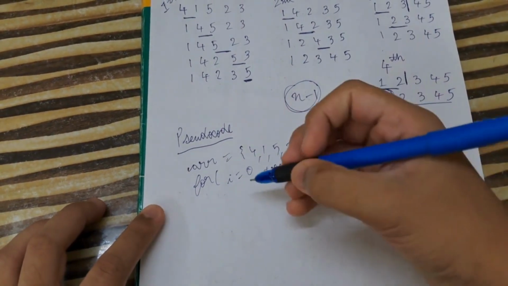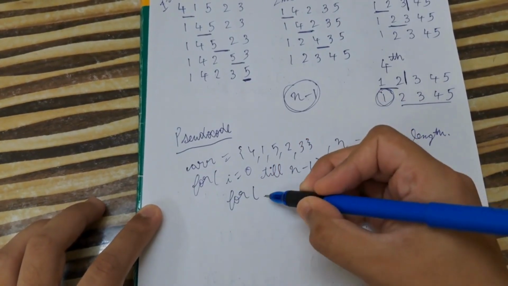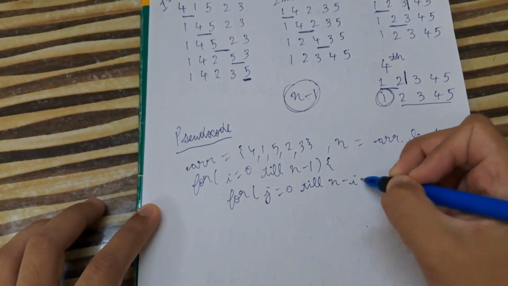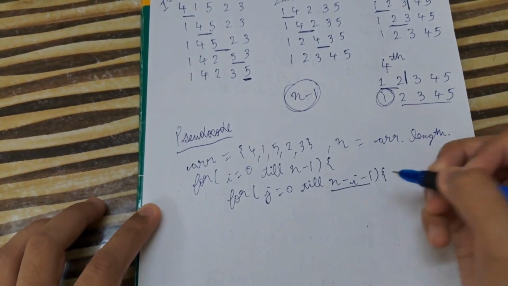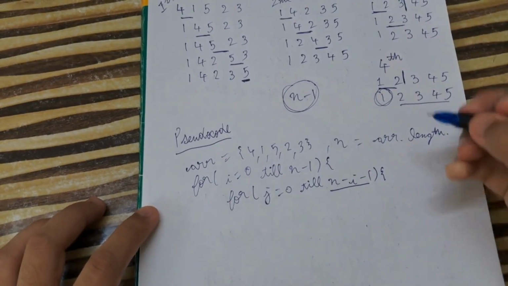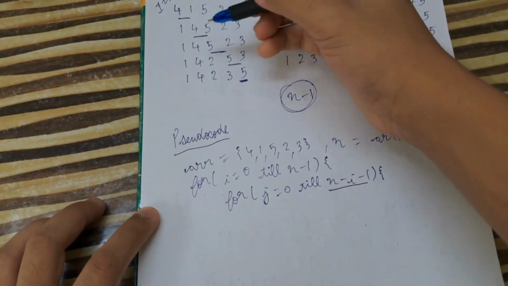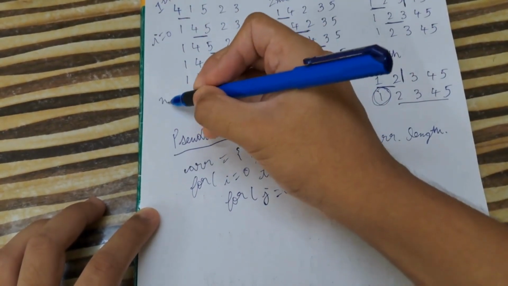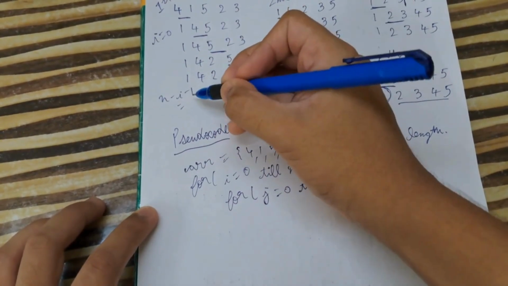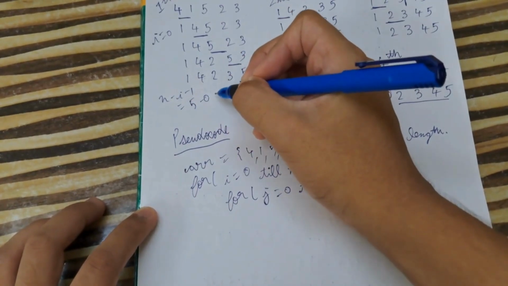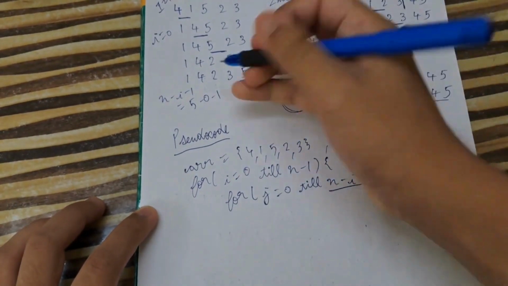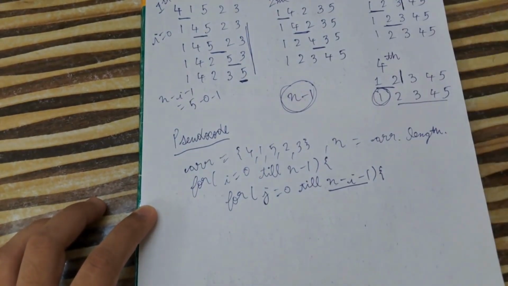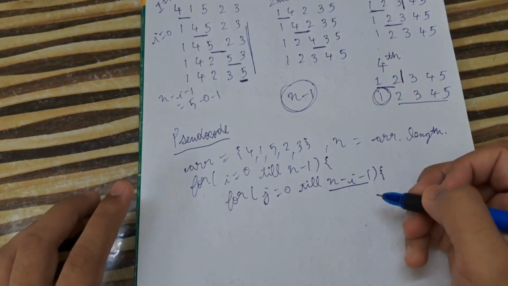So now the inner for loop will go from j equals 0 till n minus i minus 1. Now this is the most important part of bubble sort. As we can see here, n minus i minus 1 times we have checked for the first iteration where i equals 0. So n minus i minus 1 would be equal to 5 minus 0 minus 1, that is 5 minus 1 equals 4. So basically we have checked 4 times, right? And similarly for the others as well. So n minus i minus 1 is the most important part.